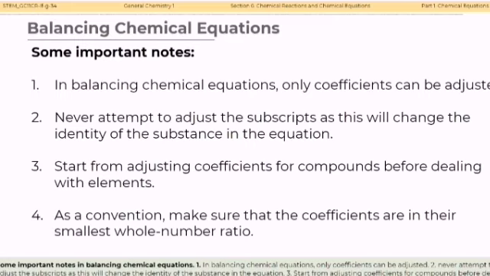Some important notes in balancing chemical equations. First, in balancing chemical equations, only coefficients can be adjusted. Second, never attempt to adjust the subscript, as this will change the identity of the substance in the equation. Third, start by adjusting coefficients of compounds before dealing with elements. And lastly, as convention, make sure that coefficients are in their smallest whole number ratio.